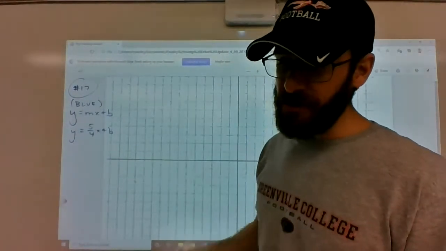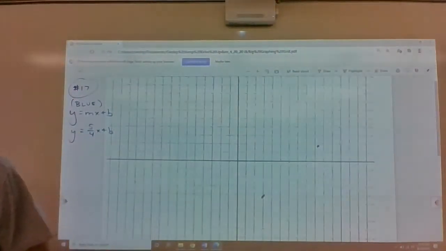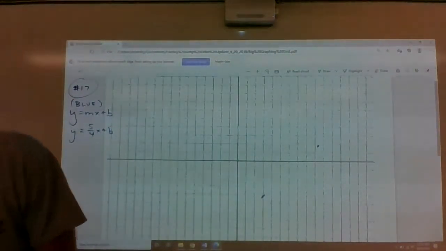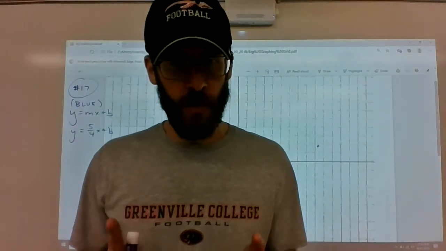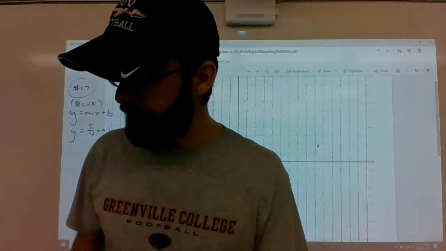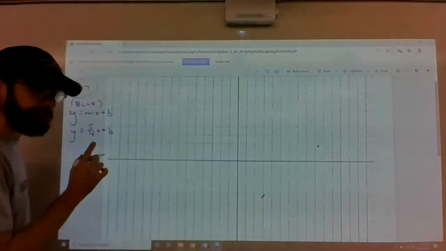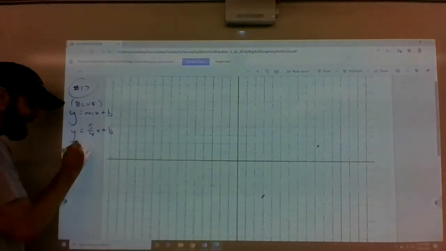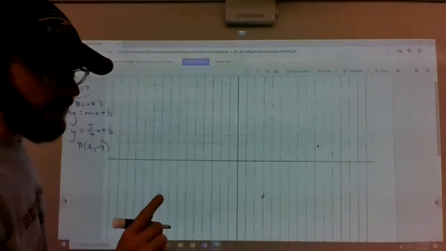Okay, and it appears to cross the y-axis at -5.5, but I'm not exactly sure. So here's what I'm going to do. I'm going to take the point they give us for sure. There's for sure the point (2, -3) on that line.